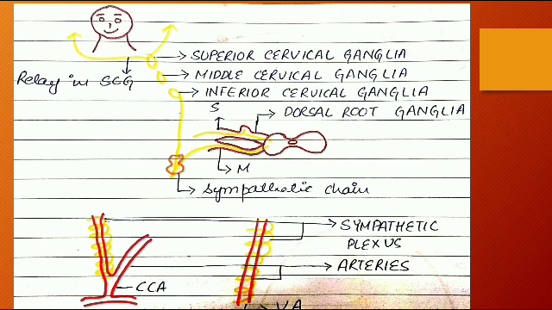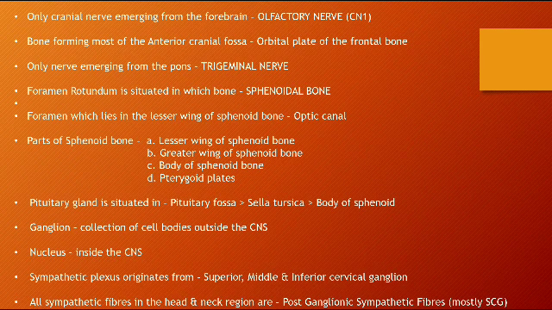Now moving on to the next slide. This particular slide is actually just a revision of all the points which we have already learned in this osteology video. So let's get down to the revision. The first point is: only cranial nerve emerging from the forebrain. What was that? It was the olfactory nerve. That is your first cranial nerve.